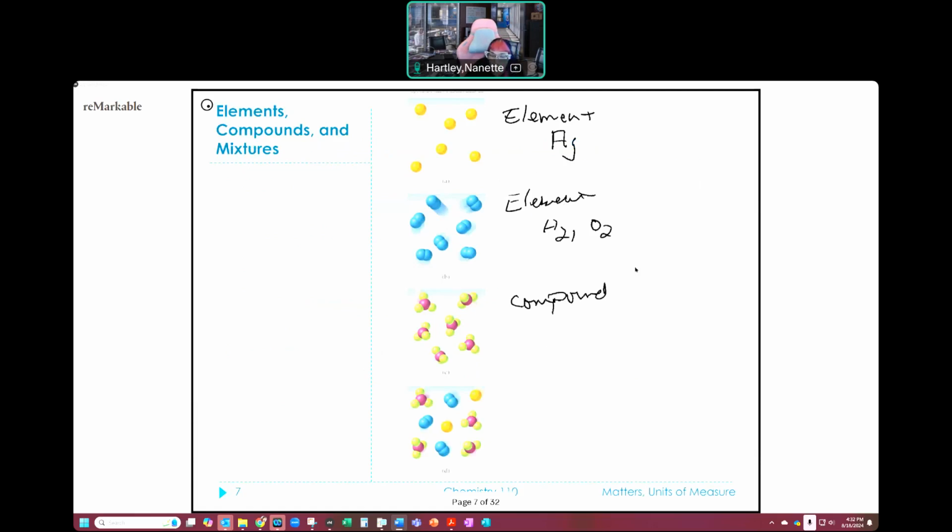There are any number of things that would have this kind of structure. I could have an N in the middle and three H's, which is ammonia. Okay, that's the common name for that stuff. And that would fit into a compound structure. H2O would also be a compound. So they're a fixed ratio of things that are bound to each other.